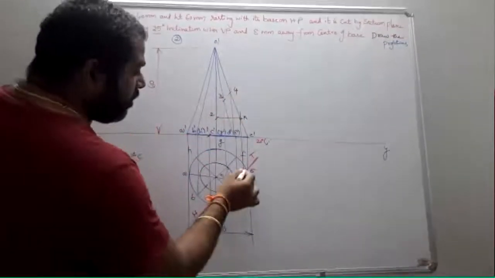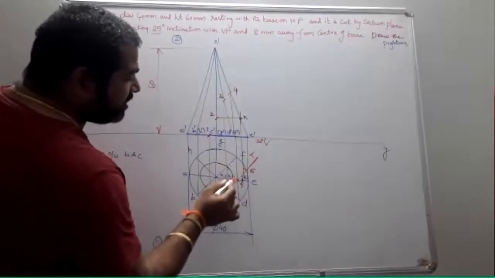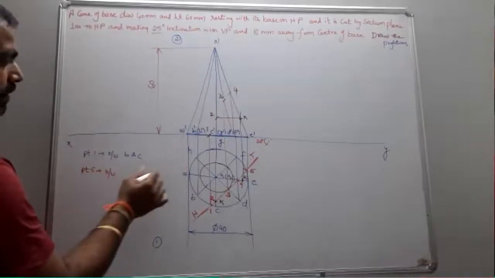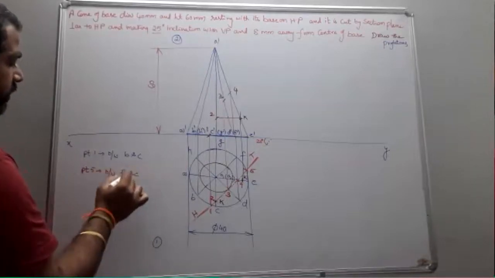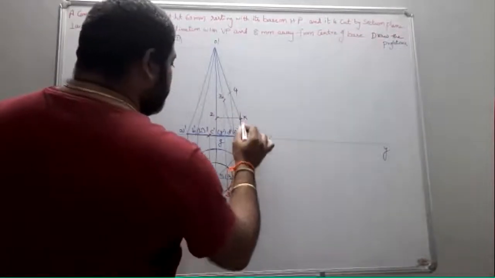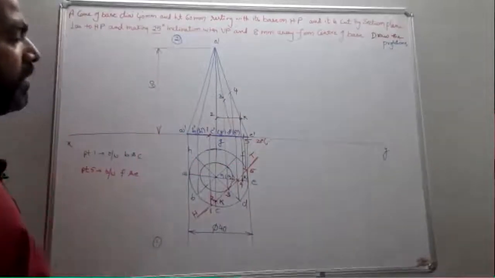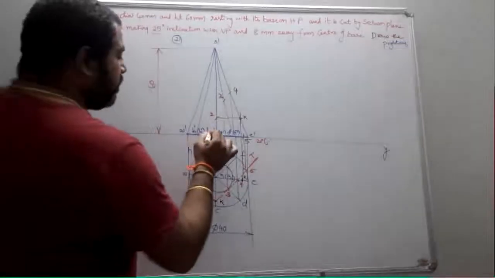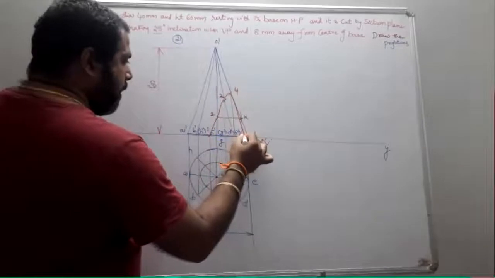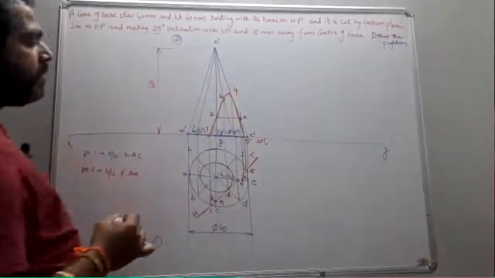Next, point 5 is supposed to cut the base edge FE, between F and E. If you project that point up to here, somewhere here you will obtain point 5. Okay? Once you obtain all the points, join all the points in sequence. You will obtain it like this.